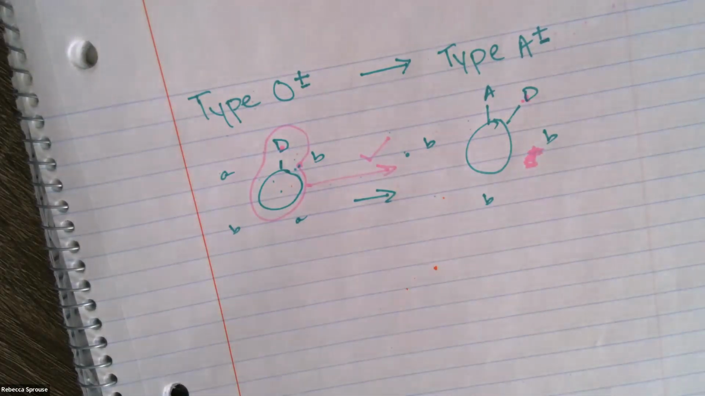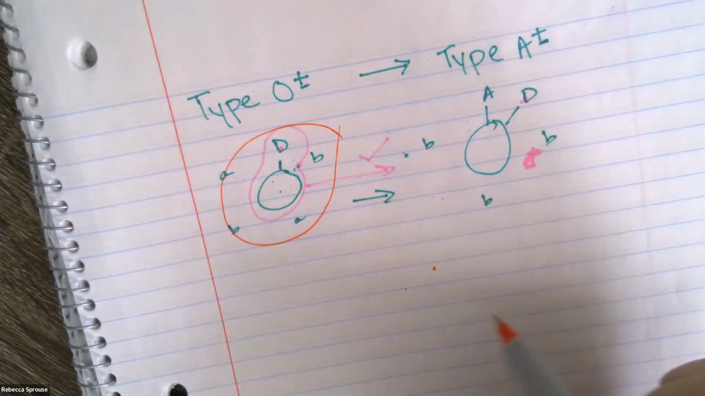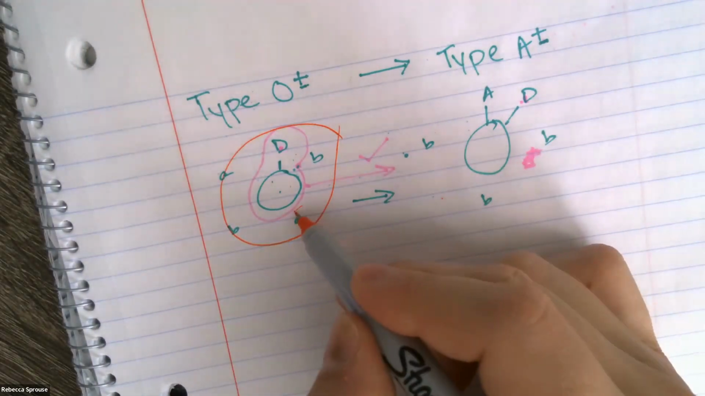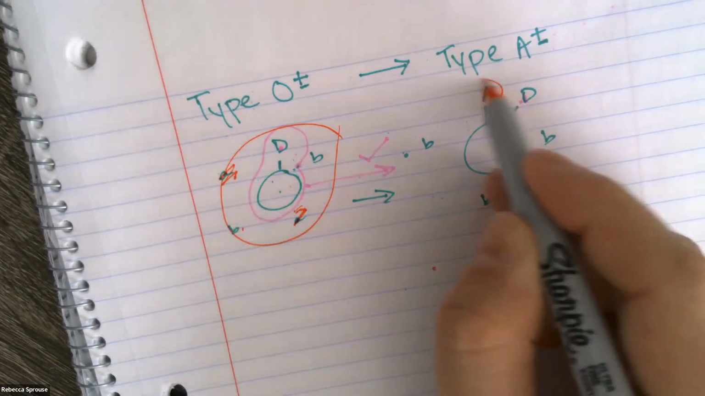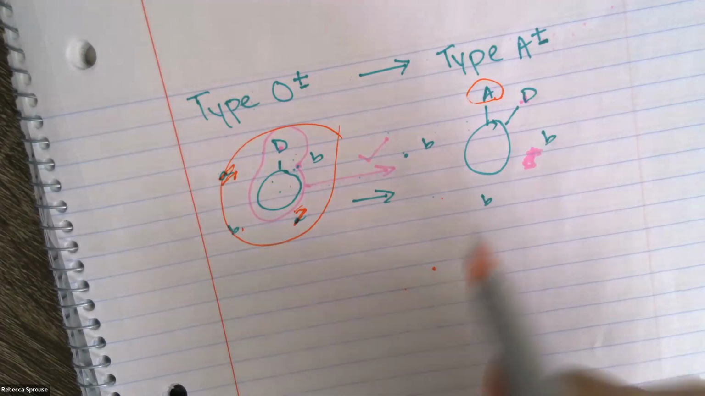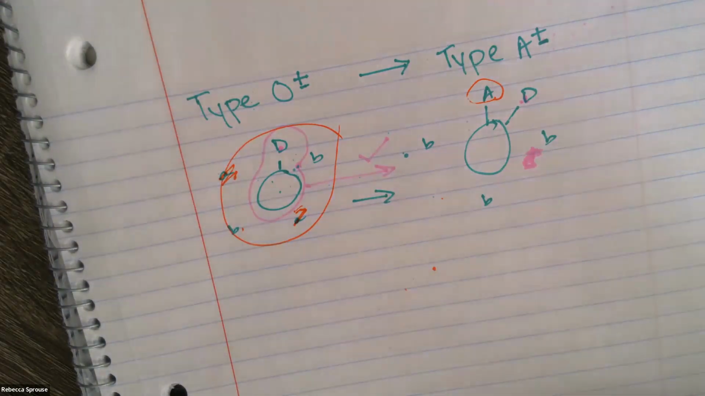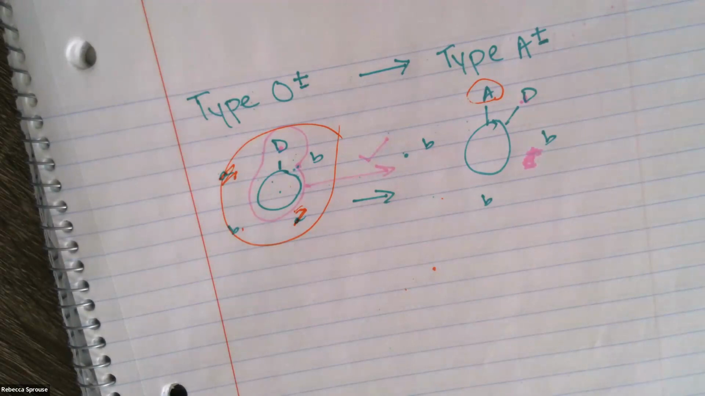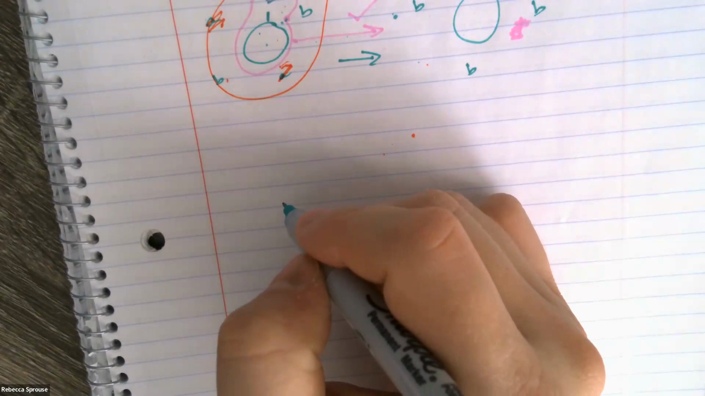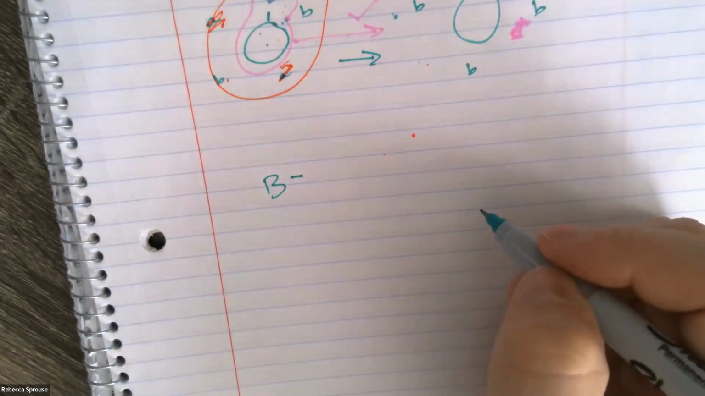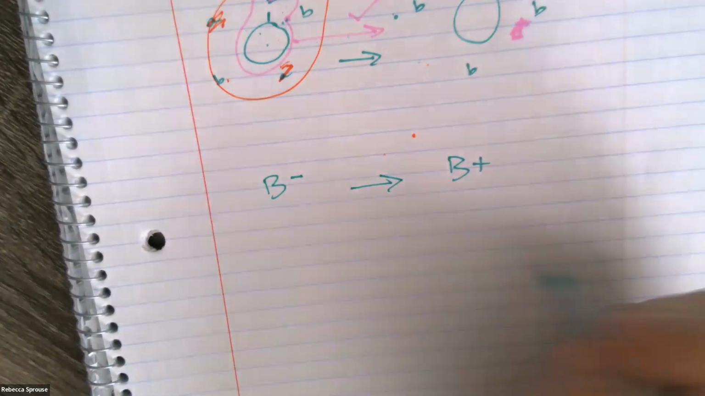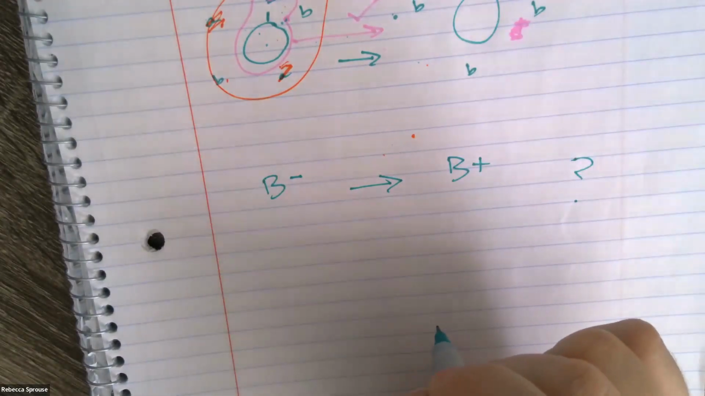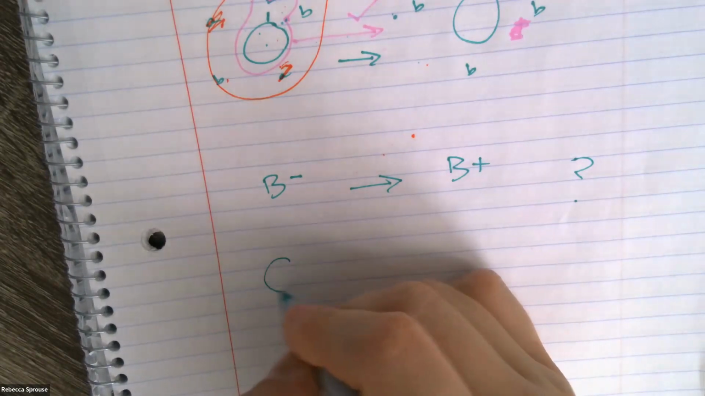How about whole blood? Not unless we remove these A's, right? Otherwise, they're going to react with that A. Okay. How about Rh negative? So let's say that we have somebody who's B negative. Can they donate to somebody who's B positive?